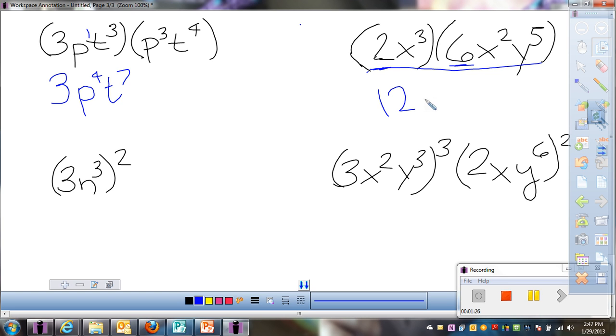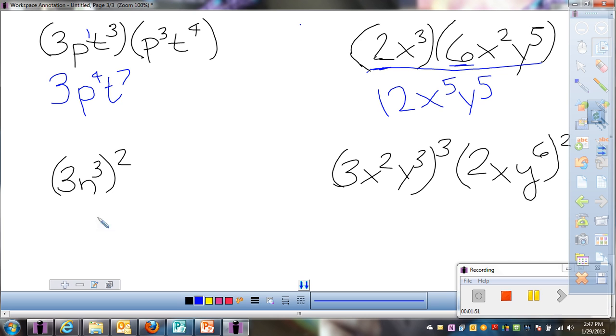You have to make sure that you multiply those. And then our next base is an x. We have x to the third times x to the second. So we have to notice that 3 plus 2 is 5, not 6. You guys don't want to multiply those exponents. You want to add the exponents. And then we don't have a y term in the first one, so we just have to carry down our y to the fifth from the top.